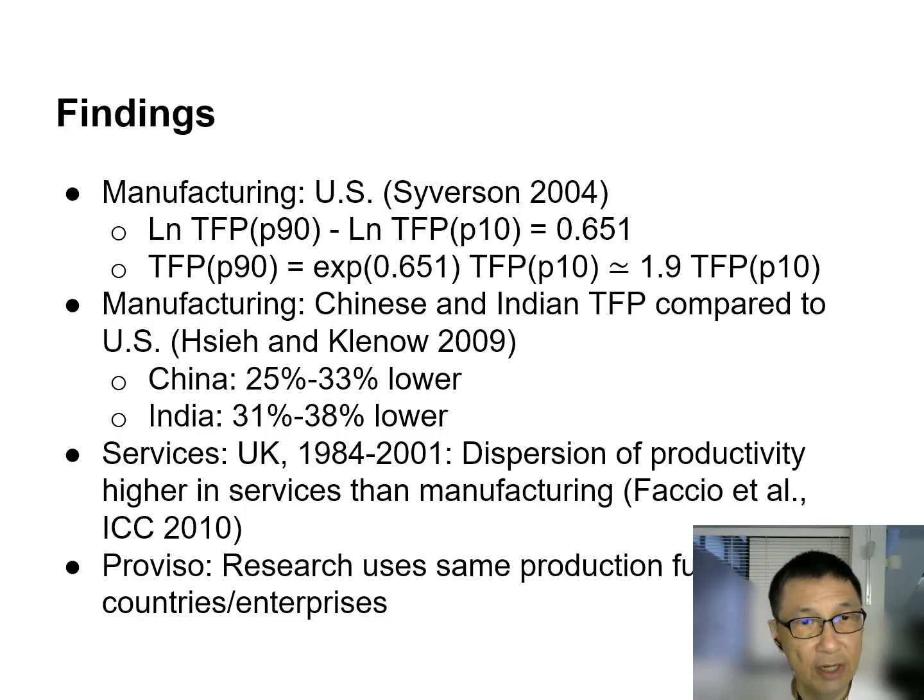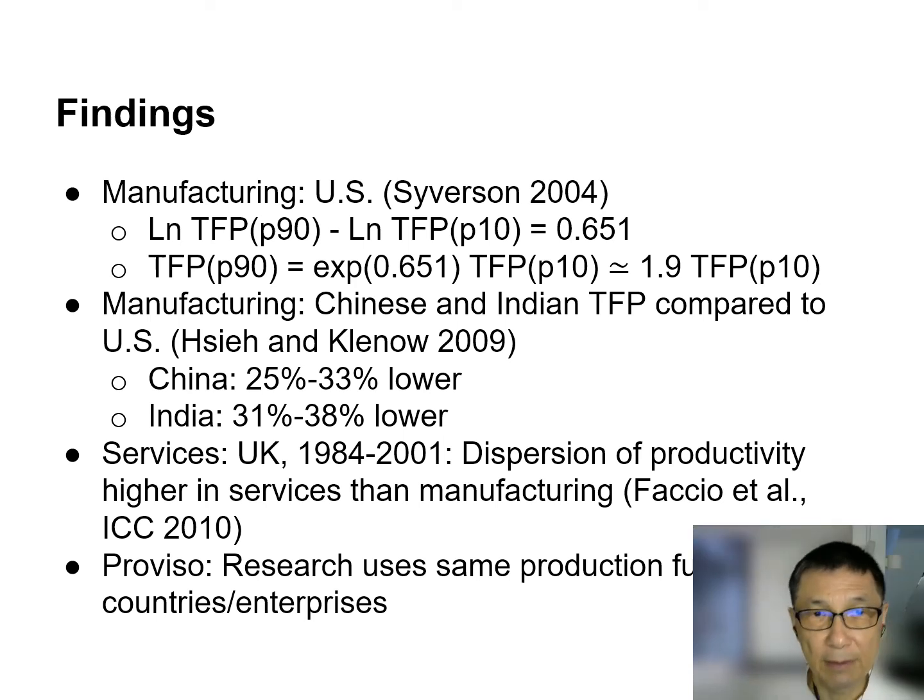To close, let me share with you 3 pieces of research which were very well known for results on total factor productivity growth. The first is a paper by Chad Syverson published in 2004. He analyzed US manufacturing industries, and his most famous conclusion was that within an industry, the log of the TFP at the 90th percentile, this is the 90th best performer within the industry, minus the log of the TFP at the 10th percentile, the 10% best performer, that's 10 from the bottom in rank, that difference is 0.651.